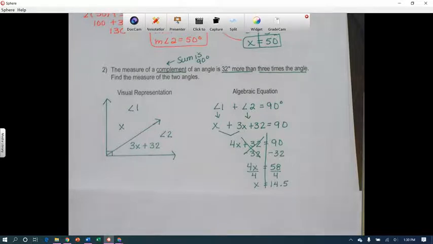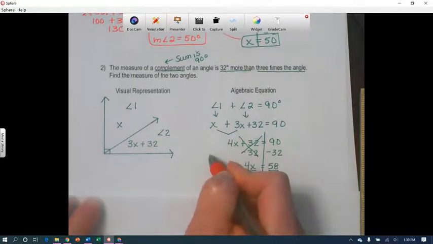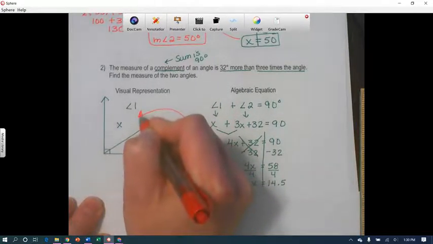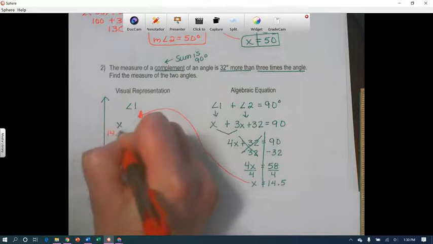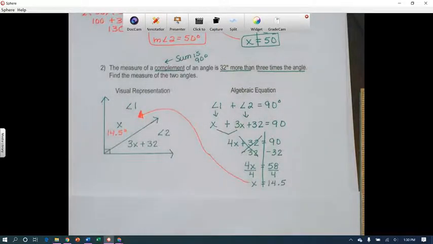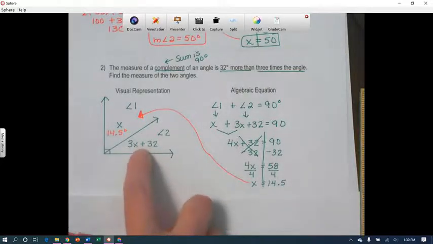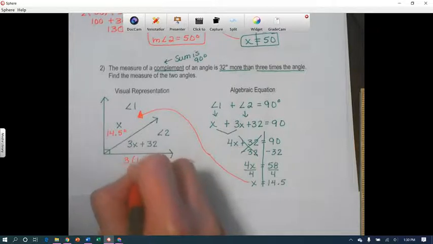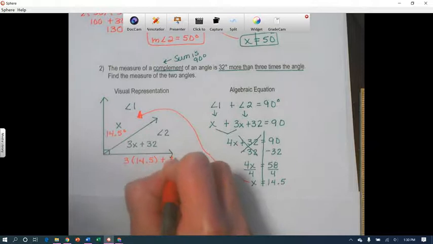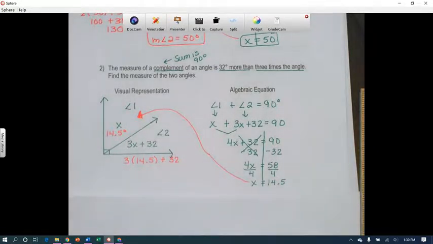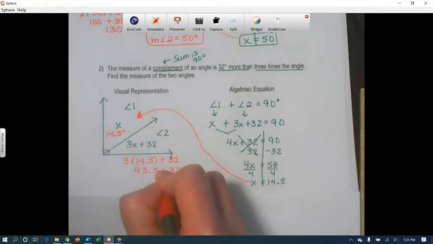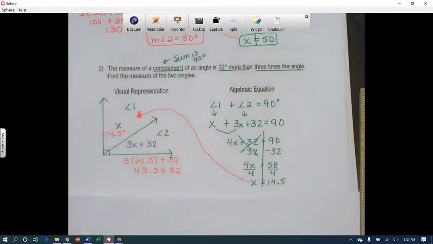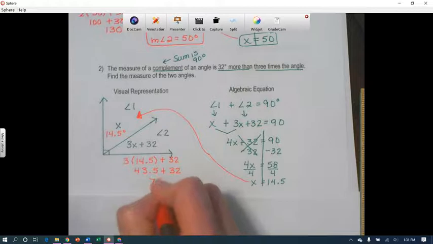This tells me the measure of angle 1, because we just used x to represent that angle measure, and now we know that x is 14.5. So this is 14.5 degrees, and I have to substitute that value of x into this expression to find the measure of angle 2. Remember that you can use a calculator. 14.5 times 3 is 43.5, and then 32 degrees more than that. I'm going to add 32, and I get 75.5 degrees.